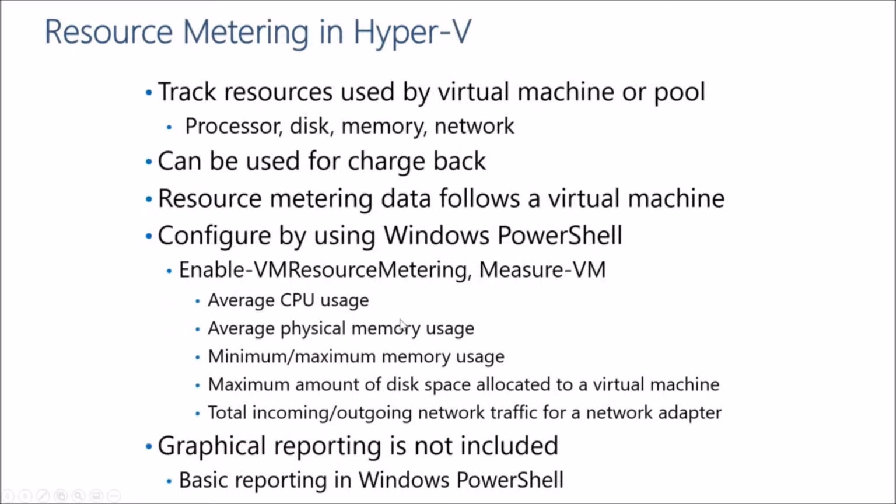And as a result, we can then do what's called resource metering. Resource metering, as the name suggests, is almost like a quota system for resources. It tracks resources used by virtual machines or pools of virtual machines, and obviously processor, disk, and network. This can be used for chargeback, meaning if we're hosting for other companies, then we can actually charge them for what they use. The resource metering follows the virtual machine. It doesn't matter which host it ends up on, it still follows it, and it's configured by using the Windows PowerShell cmdlets. There's also a graphical reporting tool and basic reporting in PowerShell.